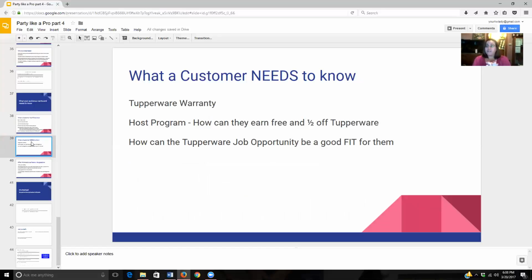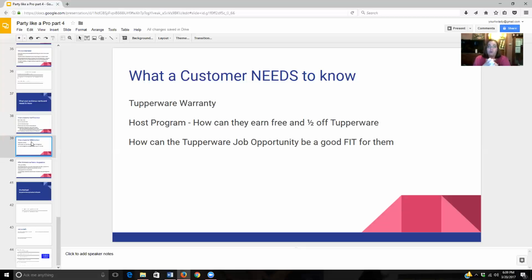Whether they've been with Tupperware for 70 years or they're brand new to the company as a customer, they need to fully understand our warranty. So they need to know if it cracks or breaks in any way. Even after 70 years, Tupperware still replaces it for free. Okay? They don't need the same consultant. They don't need to have the receipt. They just have to have their broken Tupperware.